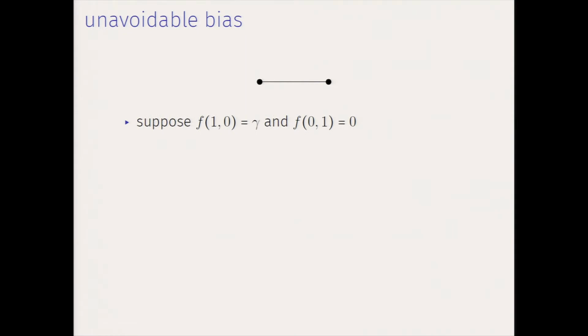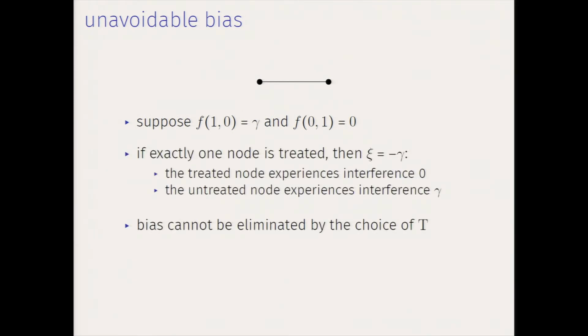Now, it would be very nice if we could always find some kind of balanced treatment design. But unfortunately, that's not always possible. So here's an example. Consider a graph with two vertices, one edge. This is like the simplest non-trivial graph. And let's suppose that there is some non-trivial interference. So f of (1, 0) is gamma. F of (0, 1) is 0. This is a linear model where treating a neighbor adds gamma to the observation on a vertex. And suppose that exactly one node is treated, which is kind of the only treatment design you could imagine in this graph. I claim that the net interference effect is always minus gamma.